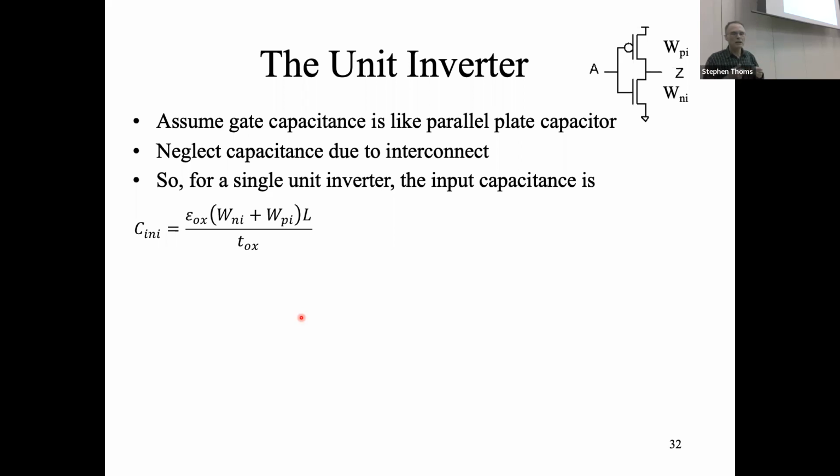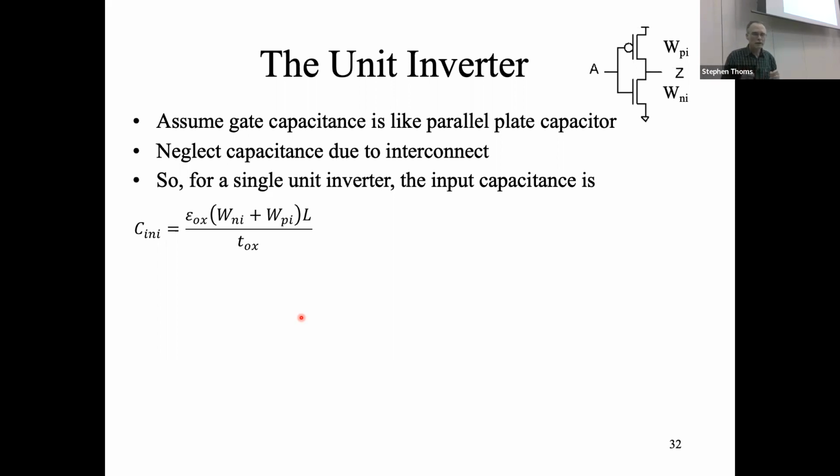So the gate capacitance is a bit like a parallel plate capacitor. So at this point, we're going to only think about the capacitance of the transistors in the gates. We're not going to concern ourselves with the capacitance of the interconnects. Now, later on in the course, we will think about interconnects and the fact that there are capacitances associated with those as well. But to begin with, we're just going to think about the capacitances of the gates.